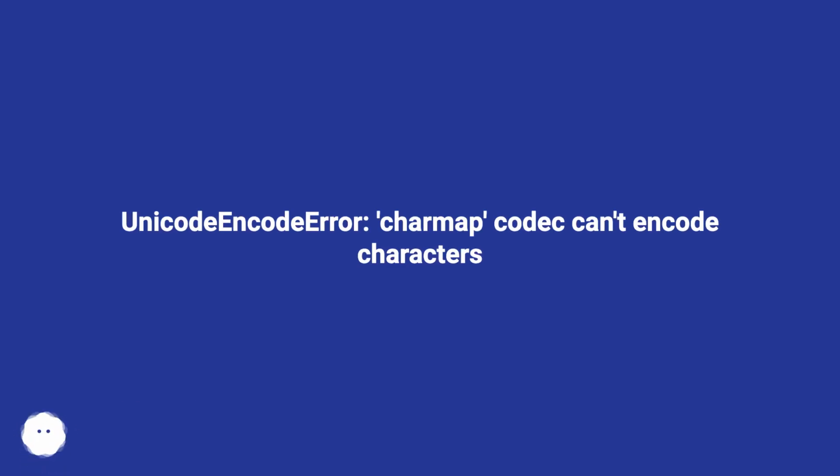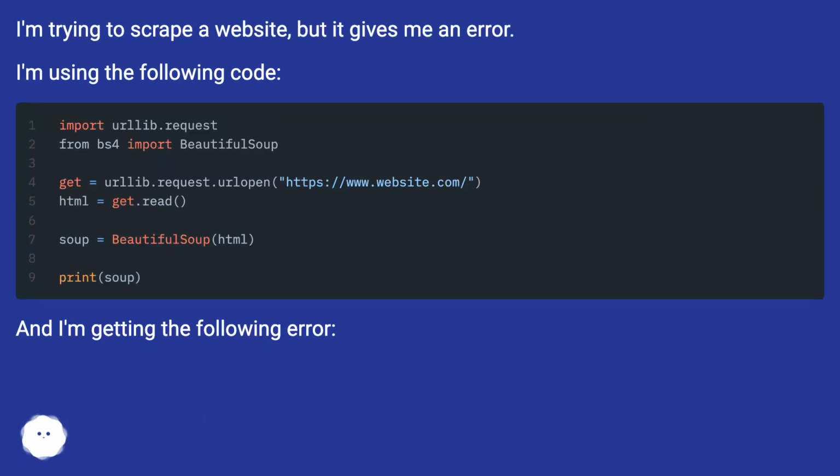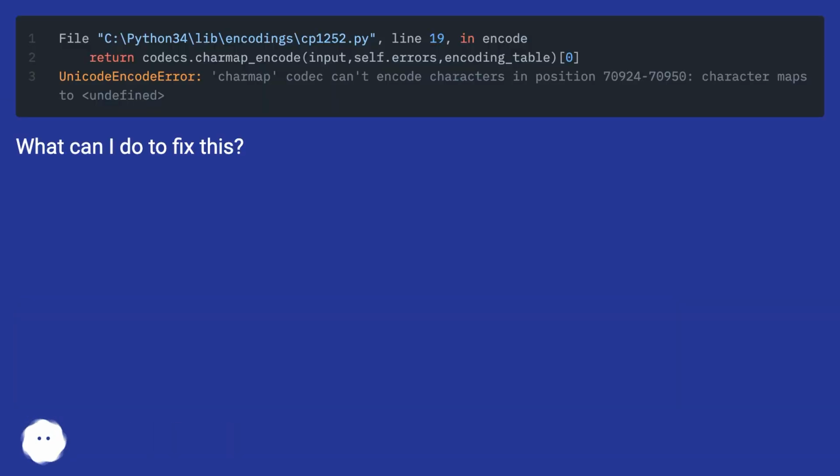UnicodeEncodeError, charmap codec can't encode characters. I'm trying to scrape a website, but it gives me an error. I'm using the following code, and I'm getting the following error. What can I do to fix this?